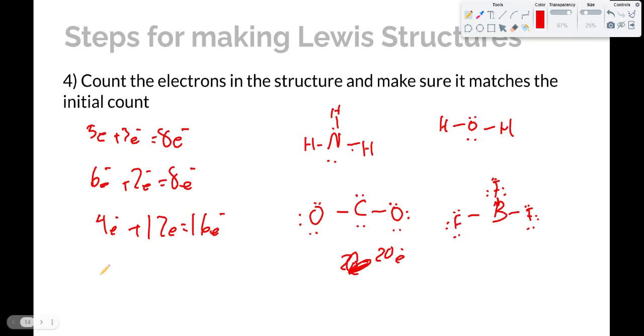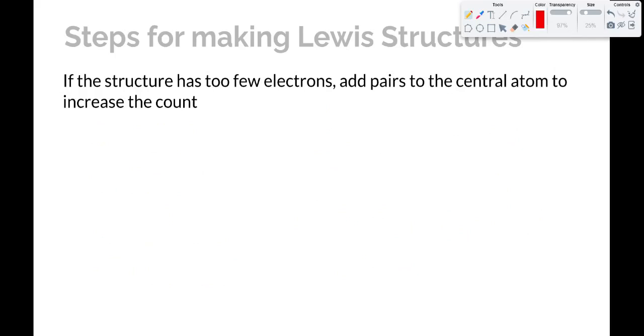BF3, boron is column 3. That's 3 electrons. Fluorine is column 7, and that's 7 electrons. 3 times makes 21 electrons. There should be 24 electrons. How many are there? The bonds make 6, because there's 3 of them. And then each fluorine has 6 more, so that's 18. 18 and 6 is 24, so the structure matches the count. Okay, what do we do in those situations where the count doesn't work?